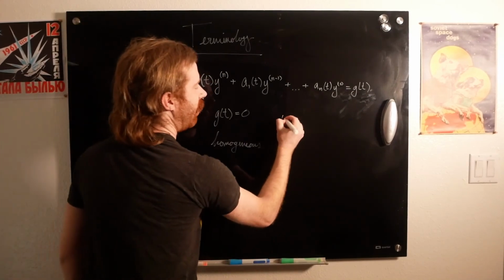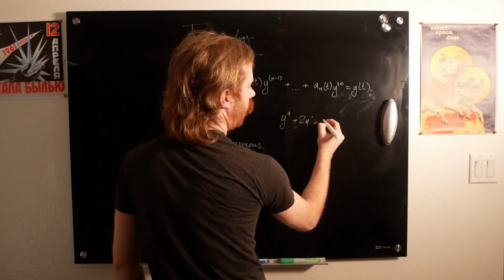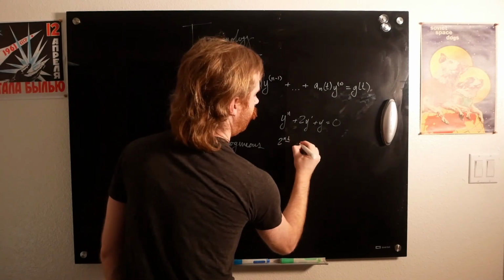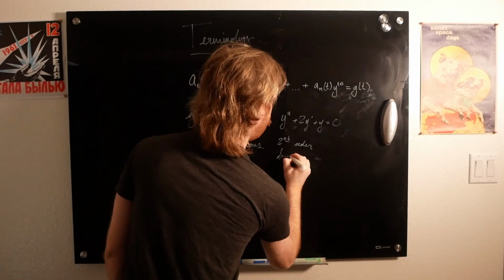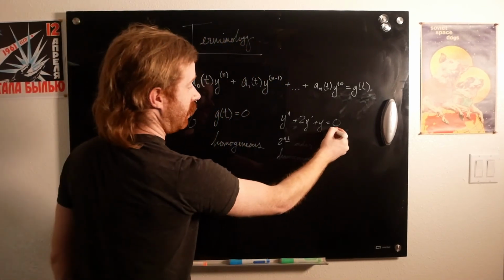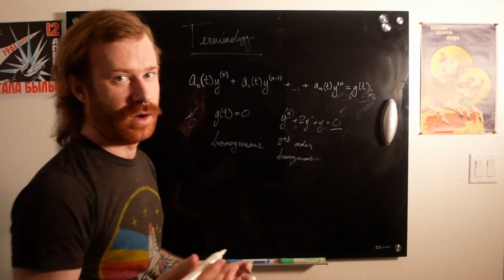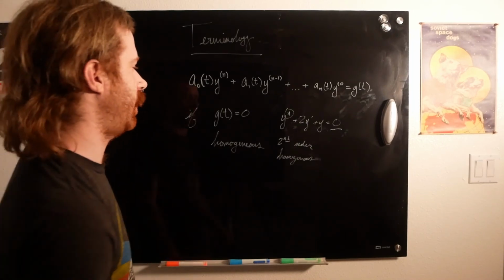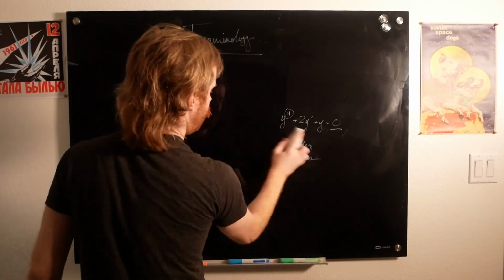If you were to have y double prime plus 2y prime plus y equals 0, this is going to be a second order differential equation, and it's also going to be homogeneous. It is homogeneous because g of t equals 0 right here. It's second order because the highest derivative of y is the second derivative. So let's do some example problems. Got some for you.